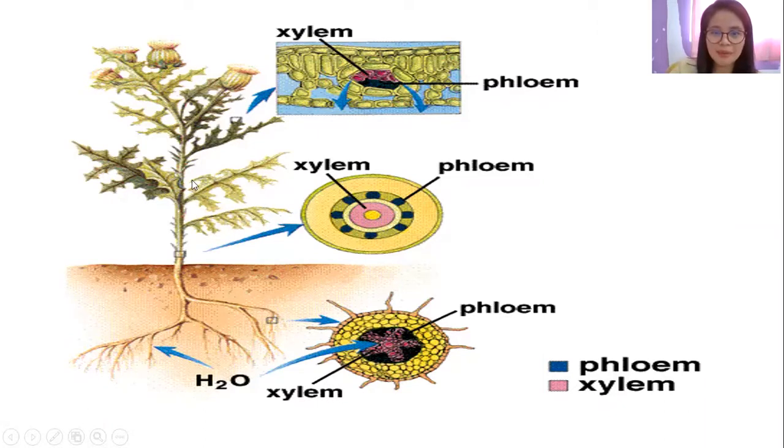This is the stem. You can see this is the stem, and this is the xylem, and the outer is the phloem. This is the example of the phloem and xylem inside the stem. And remember, the blue one is the phloem. The pink one is the xylem, which is the water. It's more inside than the phloem.